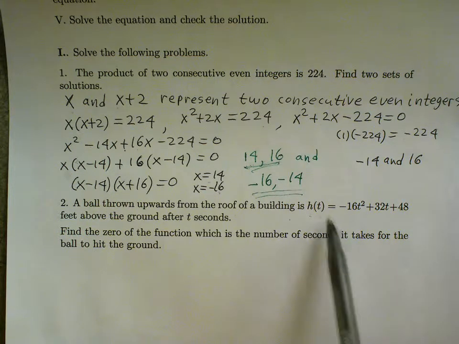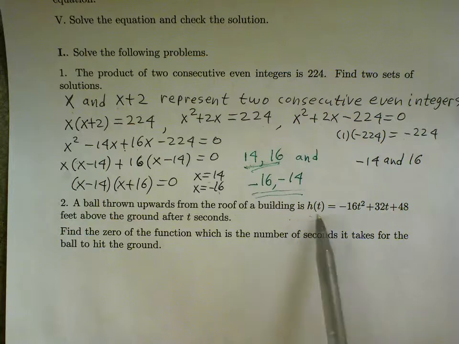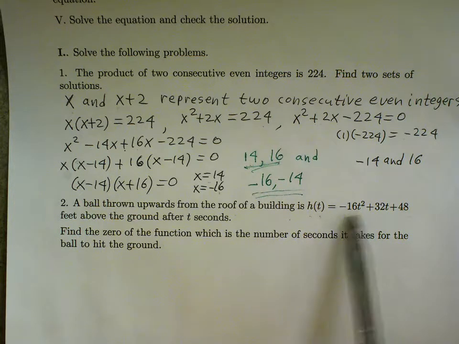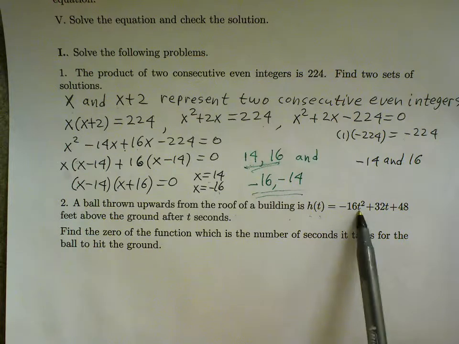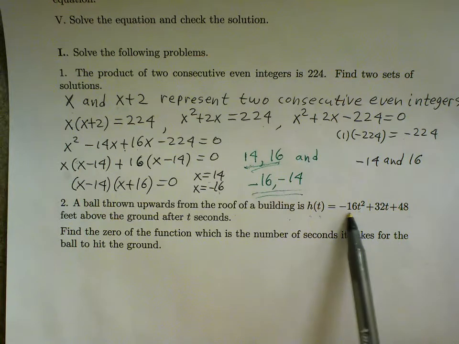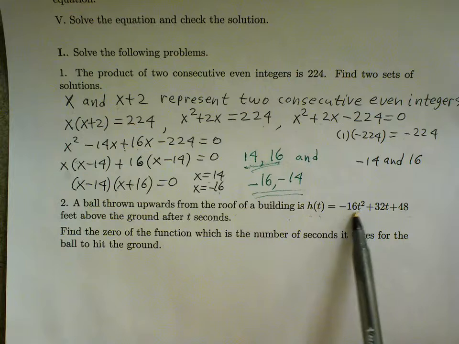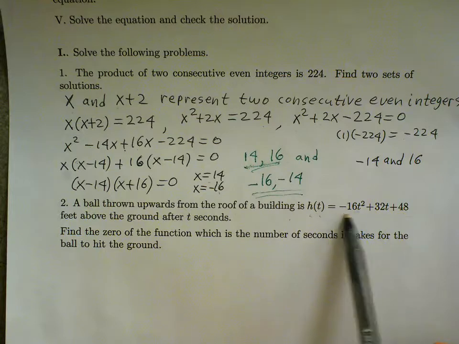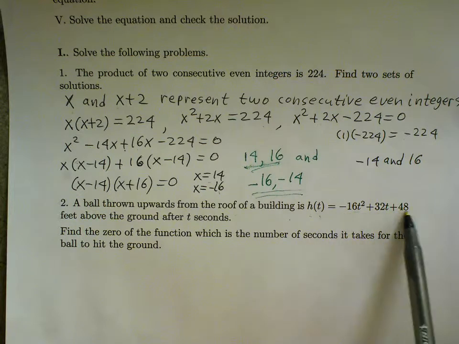And after 1 second, the height of the ball, you would find by replacing t with 1. So after 1 second, the height of the ball is negative 16 times 1 plus 32 times 1 plus 48, or that would amount to 64 feet above the ground.